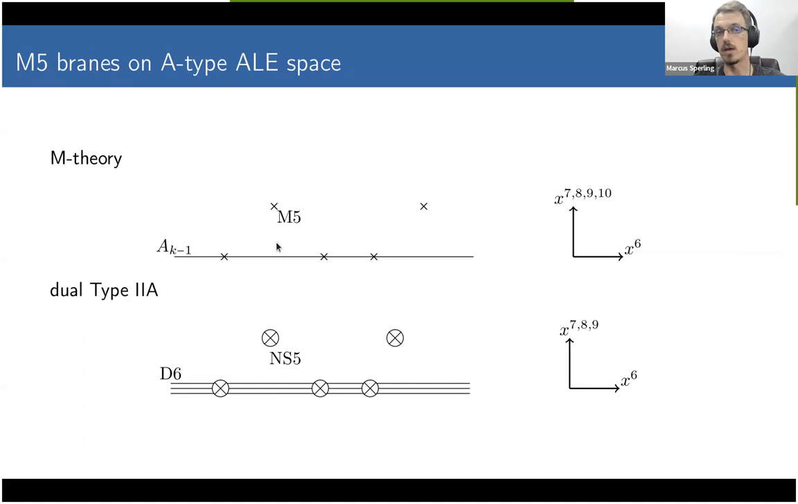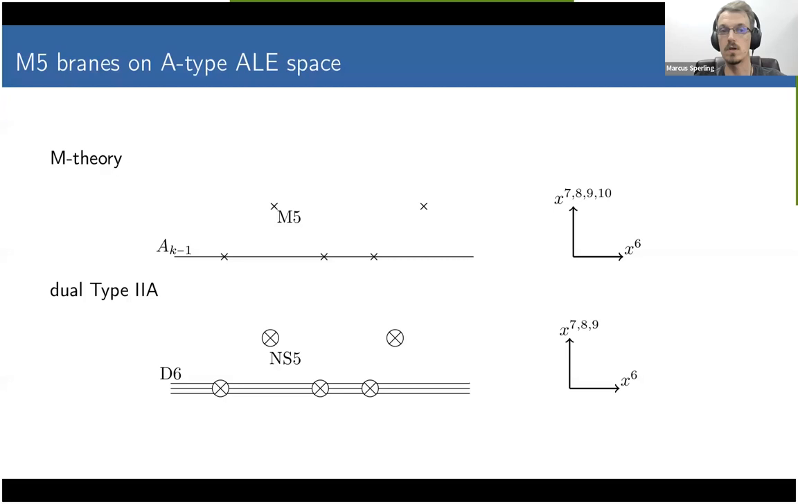And then we add M5 branes, which are extended between 0 and 5. And then the point that we want to make is that there are various phases of this theory parameterized by the way we can arrange these M5 branes. Right? So the M5 branes can either be on the singularity, they can be away from the singularity, they can be on top of each other, or they can be well separated. All of these give you different phases of the system, and we want to study the corresponding Higgs branches.